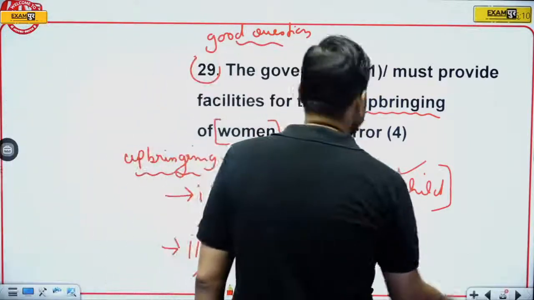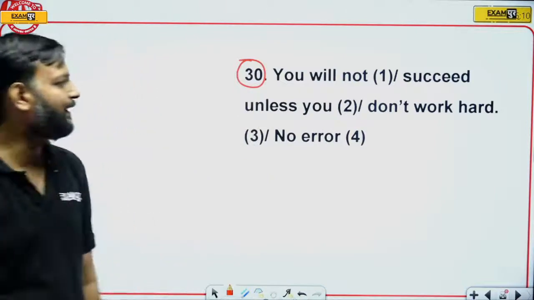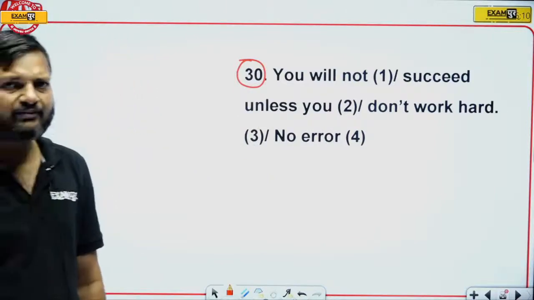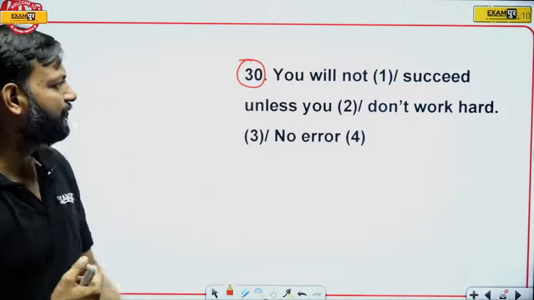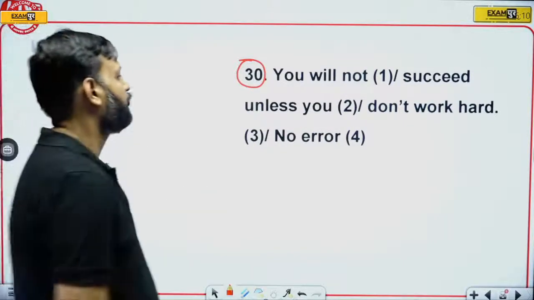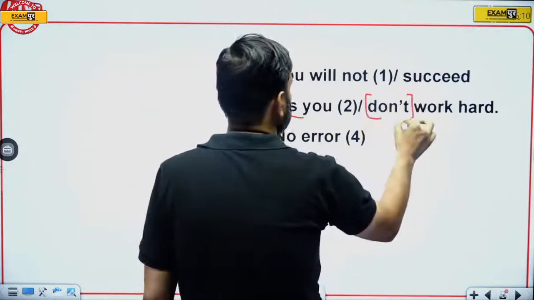Now last question for today's class. You will not succeed unless you don't work hard. I guess this question has been repeated. With unless we cannot use don't, so omit don't.